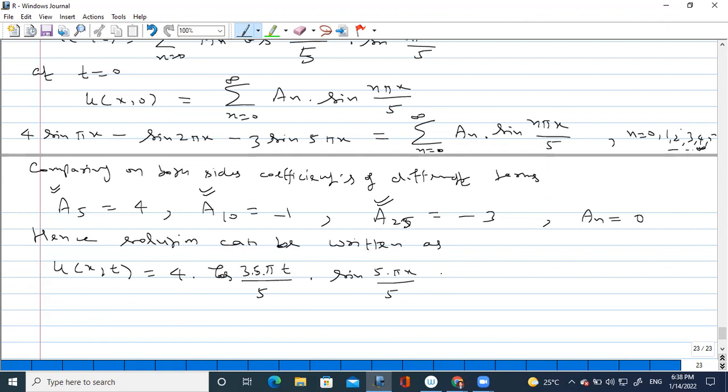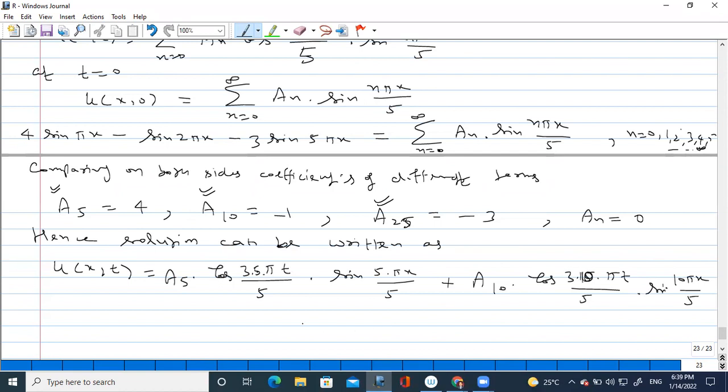Okay, next term will be A, or just wait for 1 second. This I will write A5 so that it will be more understood. It will be A5 into this much, and plus A10 into cos, A n is 5 into pi into t, and sorry, n will be 10 now, and divide by L is 5 into sine n is 10 pi x by 5.